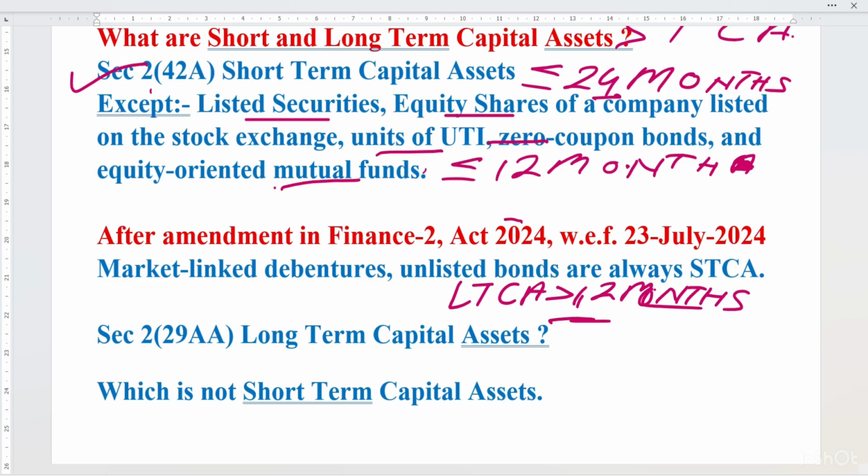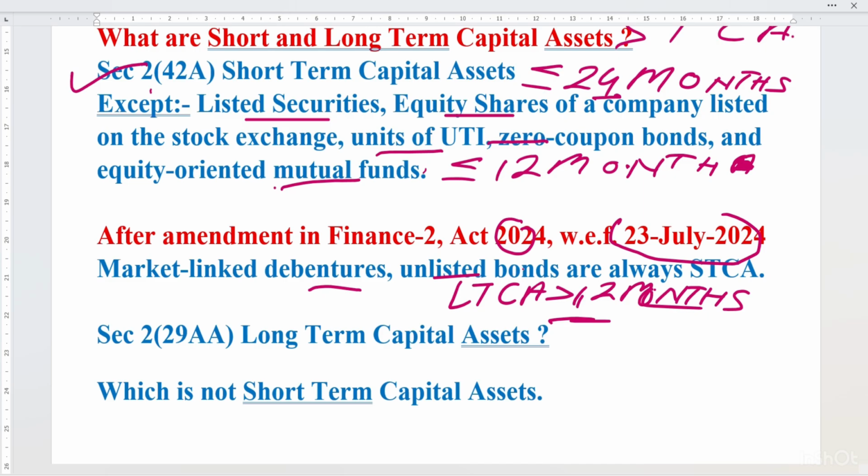In the budget 2024, with effect from 23rd July 2024, an amendment was introduced that market linked debentures and unlisted bonds are always short term capital asset without considering the period of holding.